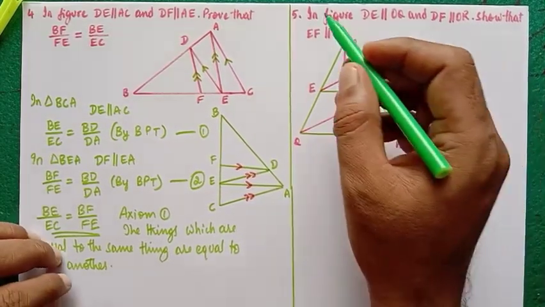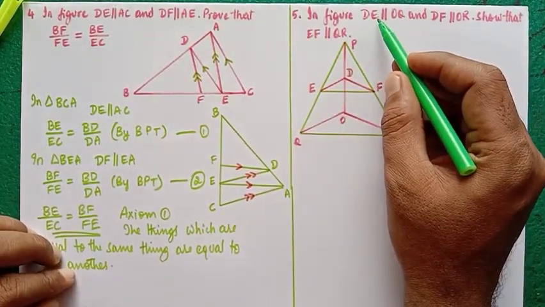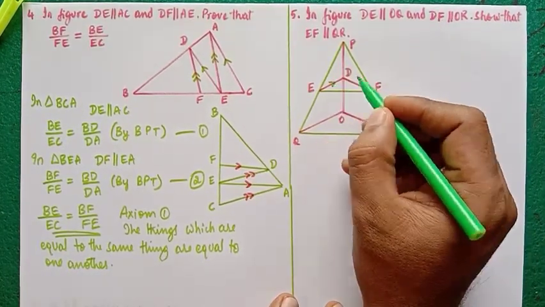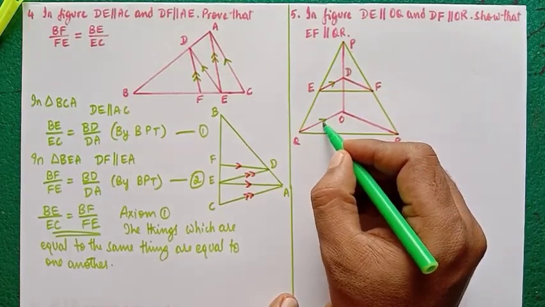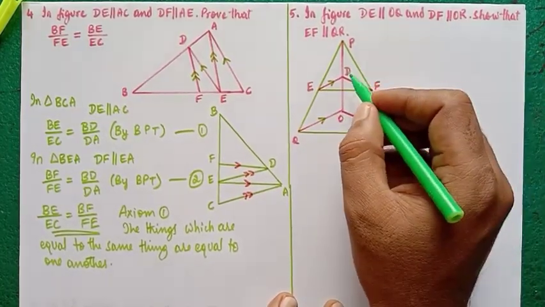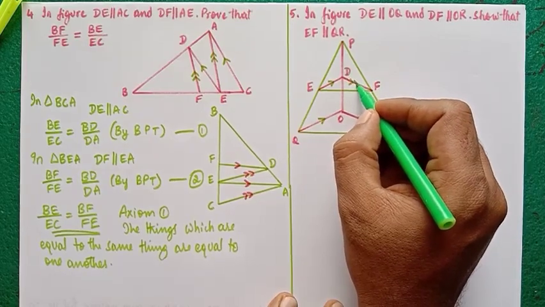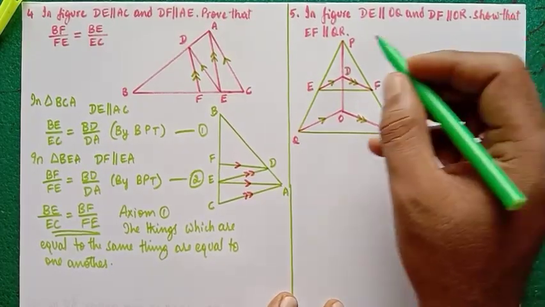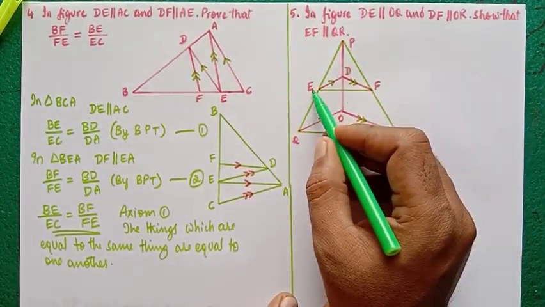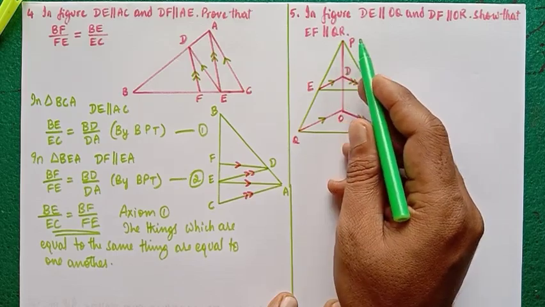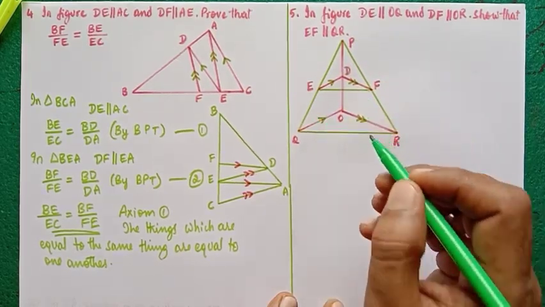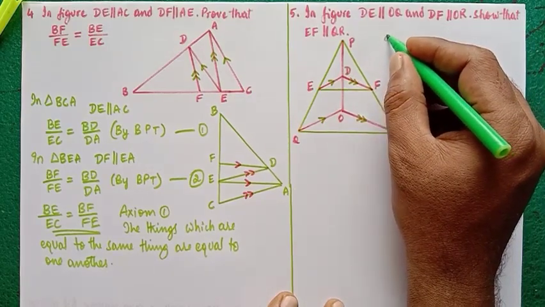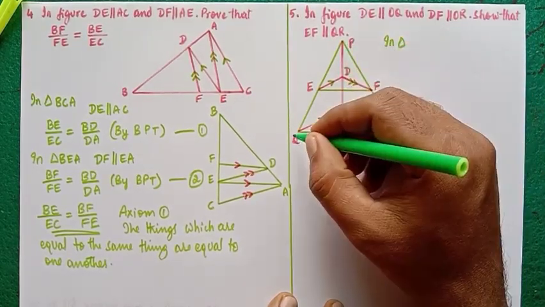Fifth problem: in the figure, DE is parallel to OQ, and DF is parallel to OR. Show that EF is parallel to QR. We have to prove that. So first let me consider triangle PQO.